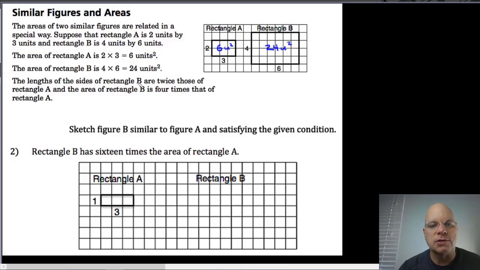The lengths of the sides of rectangle B are twice those of rectangle A, and the area of rectangle B is 4 times that of rectangle A. So let's think about why that's true. There's a scale factor of 2 when you're looking at the dimensions, but there's a scale factor of 4 when you're comparing areas.